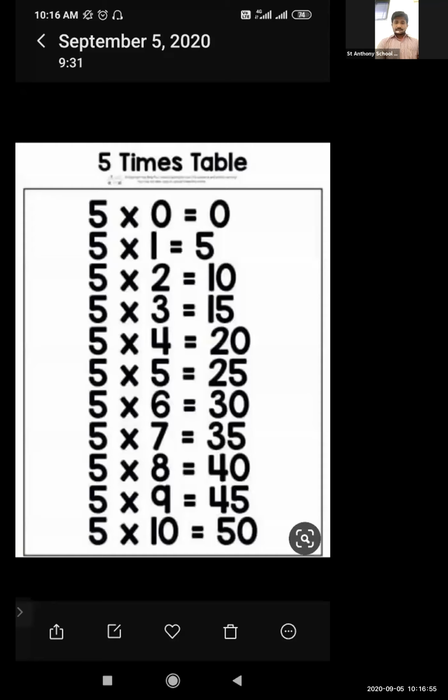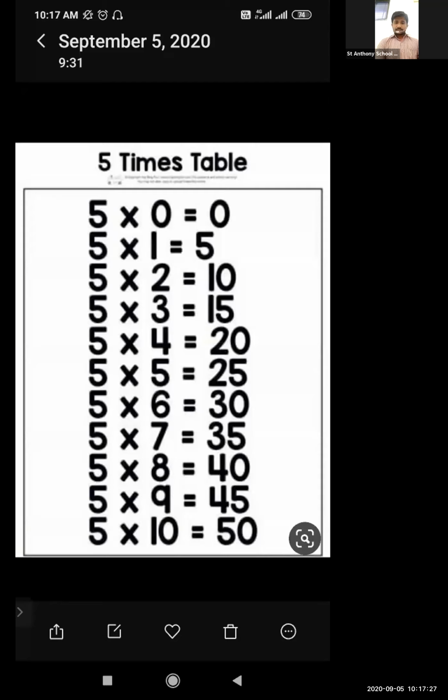0, add 5 one time. The answer is 5. 5 into 2 is equal to 10. 5 into 3 is equal to 15. 5 into 4 is equal to 20. 5 into 5 is equal to 25. 5 into 6 is equal to 30. 5 into 7 is equal to 35. 5 into 8 is equal to 40. 5 into 9 is equal to 45. And 5 into 10 is equal to 50.